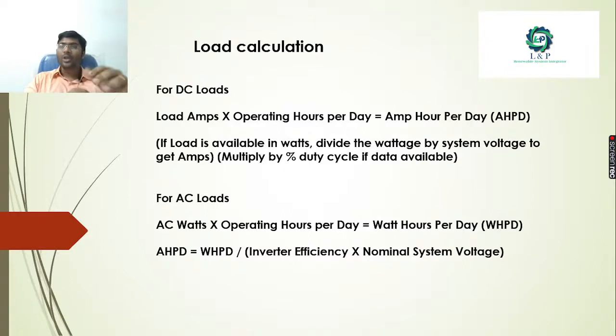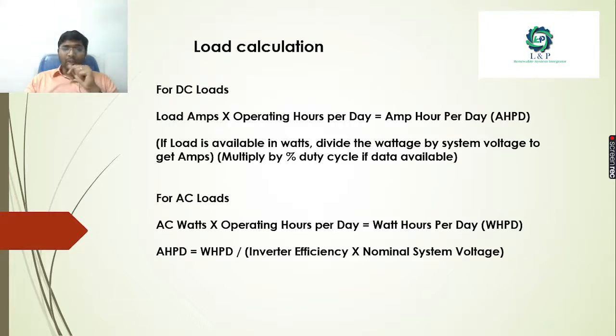If you're going for a DC load, you need to know the amps rating of the load and multiply it by the operating hours per day, how many hours it is going to operate. This is how you take the amp hour per day for a DC load. And if you're going for an AC load, it's the AC load's wattage multiplied by the operating hours per day.